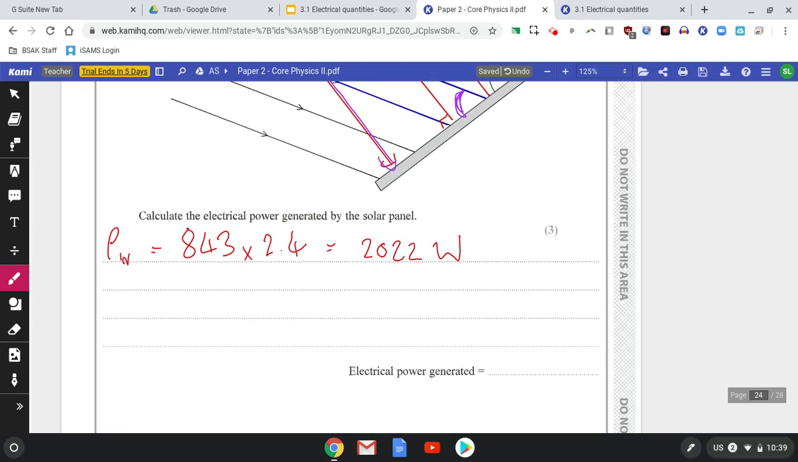Now it's not 100% efficient. In fact, it's 20% efficient. So the power out is power in multiplied by the efficiency. So we've got an electrical power out of 404 watts.